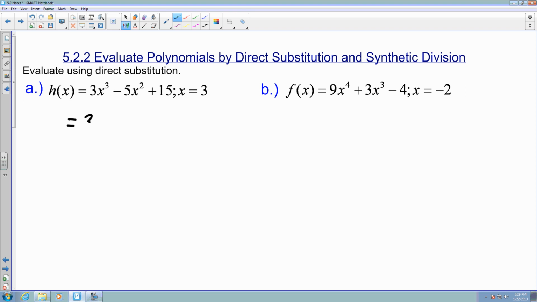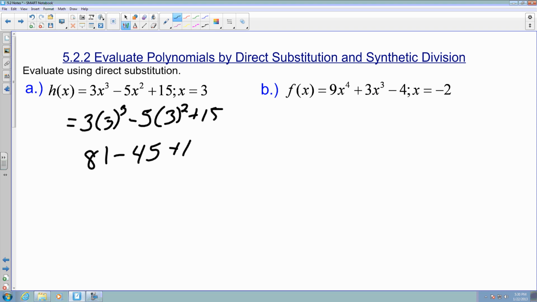So this ends up equaling 3 cubed minus 5 times 3 squared plus 15. Using order of operations, 3 to the third power is 27. 27 times 3 is 81. And then I have minus 3 squared, which is 9. 9 times 5 makes it 45. And then I have a plus 15. Do the correct adding and subtracting in here. This comes out as 51. Okay.